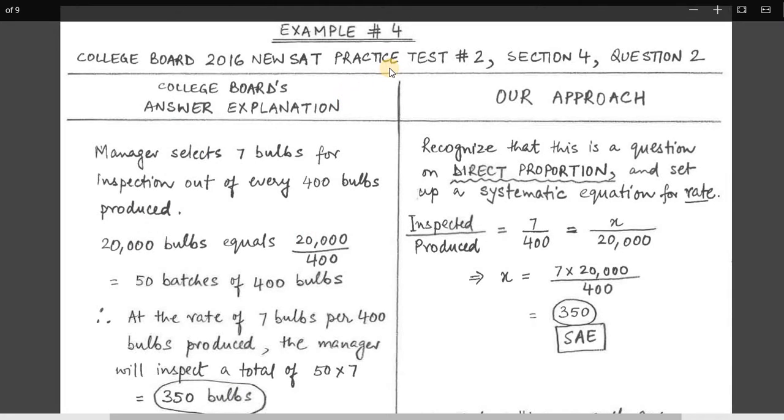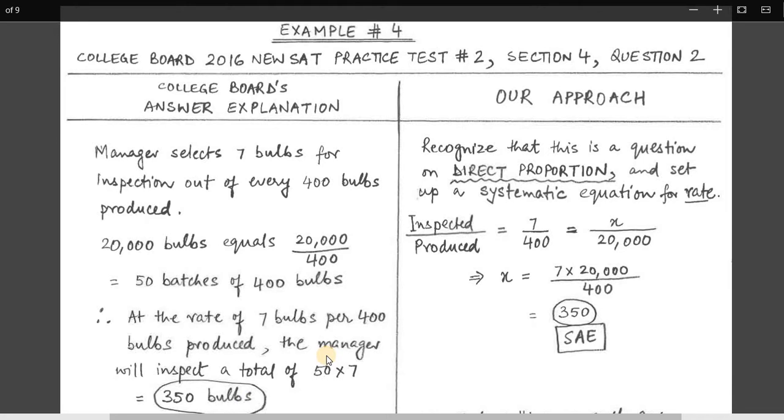Again, practice test number 2, section 4, question 2, College Board's explanation. Select 7 bulbs for inspection out of 400 bulbs produced, and then out of 20,000 bulbs equals 20,000 over 400, which is equal to 50 batches of 400 bulbs. Therefore, at the rate of 7 bulbs per 400 bulbs produced, the manager will inspect a total of 50 batches times 7, which is 350.